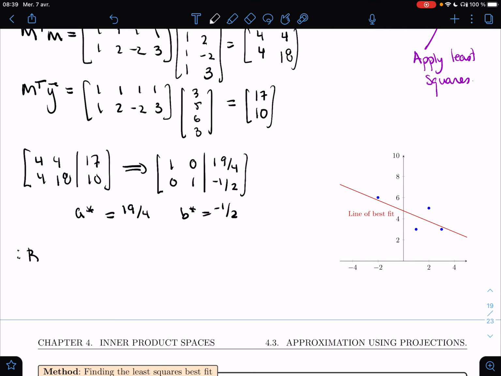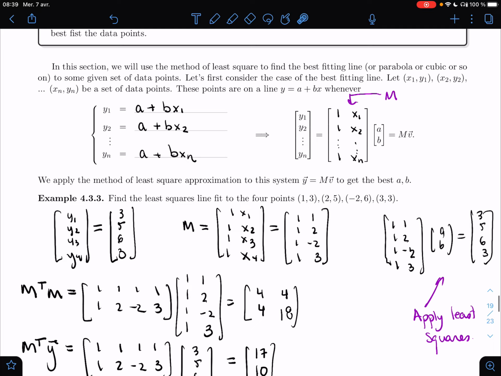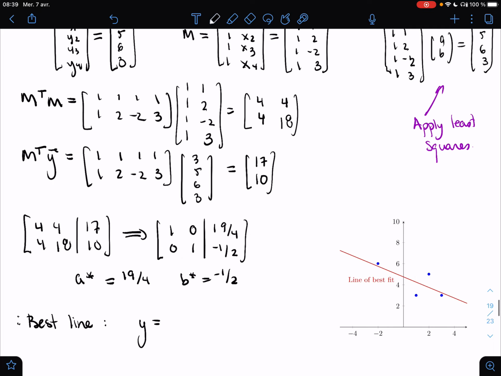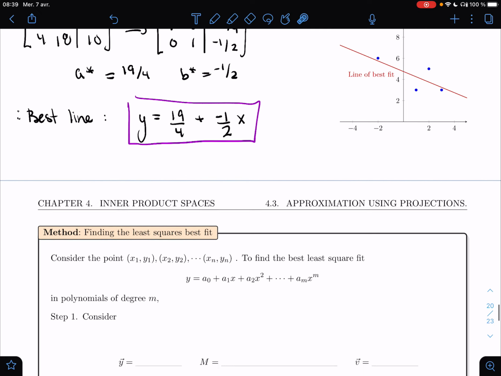And so that means the best line would be y equals, let's remember what A and B were. We're looking at A plus Bx, so that means 19/4 minus 1/2 x. Alright, and here's the line. I actually drew the 4 points. Here's the line that's closest to them. We're actually minimizing the distance going straight down from the line to the points.